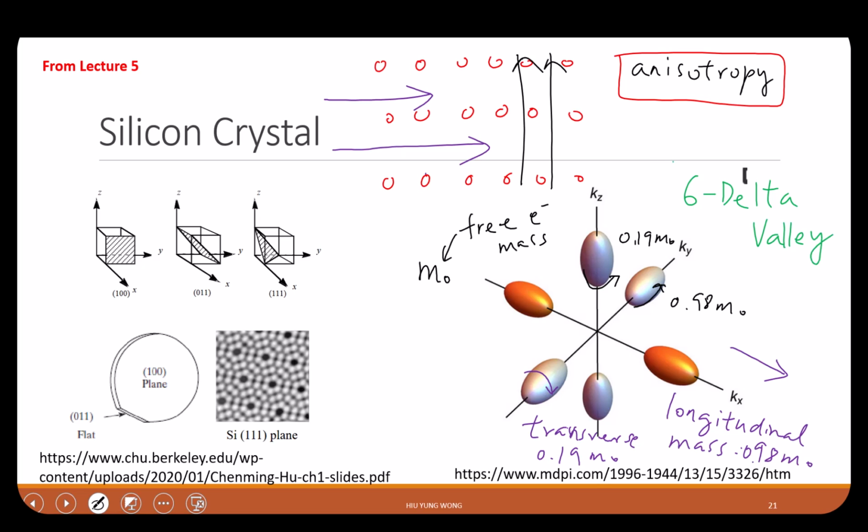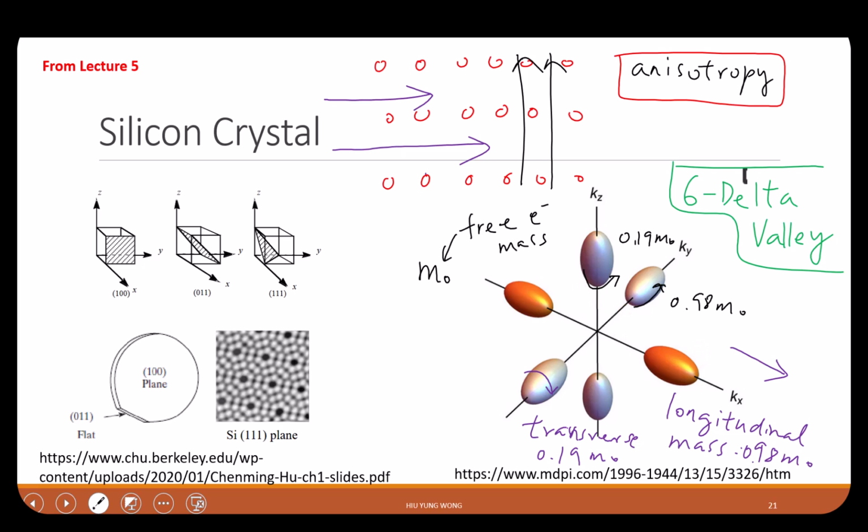yeah. So I used to make a joke, where is Silicon Valley, right? It's the 6 delta valley. Because in silicon, you do have 6 valley that you have the lowest energy, this is in the momentum space. But anyway, just know that the electron can reside in these 6 locations in momentum space, right?